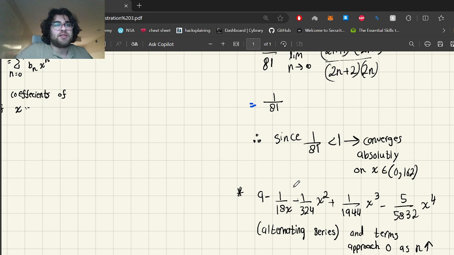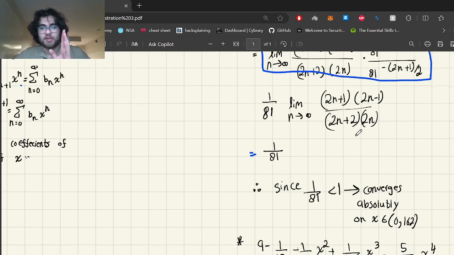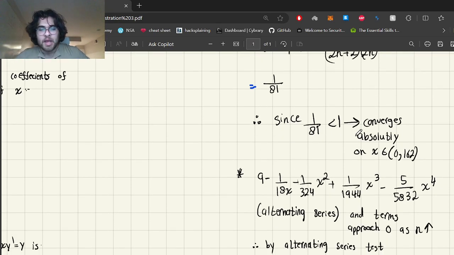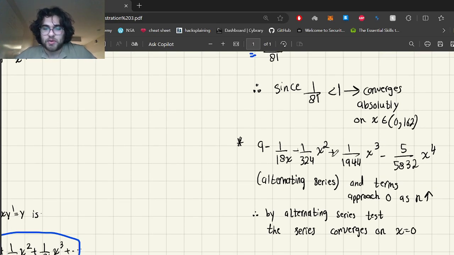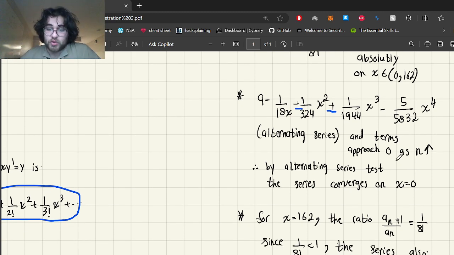So the third part is: show that the series converges at the endpoints x equals 0 and x equals 162 by using the appropriate test, alternating series test, or comparison test. So basically, if we plug in for x equals 0, x1, x2, x3, x4, we can see here it's an alternating series because there's a change in signs, negative, positive, negative, and so on. So I'm going to use the alternating series test. When you use the alternating series test, the terms approach zero as n increases. So the series converges at x equals zero.